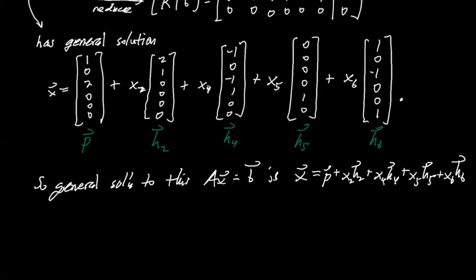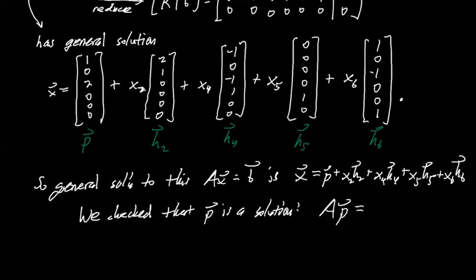And last time we noticed that P was a specific solution to the system, because we can always set the free variables equal to 0. So we checked that P is a solution. Namely, we just checked that A times P equals B, right?